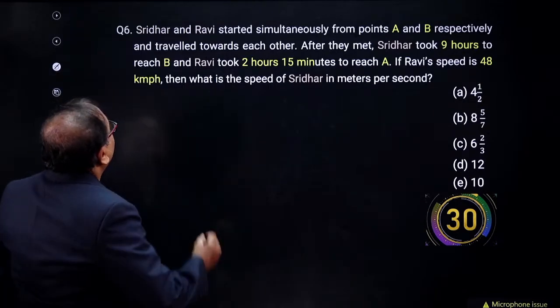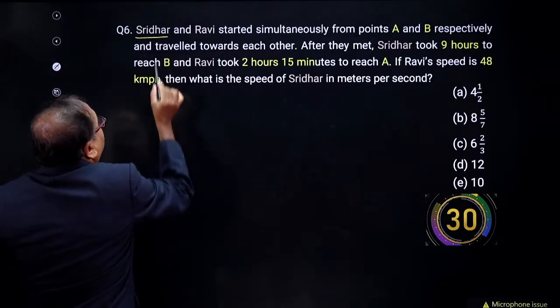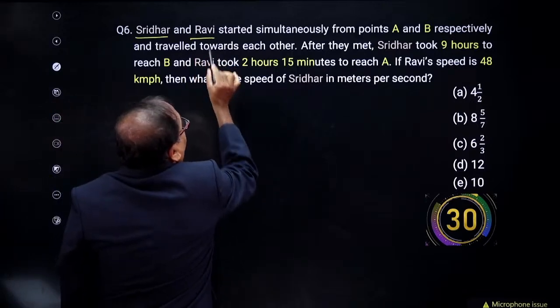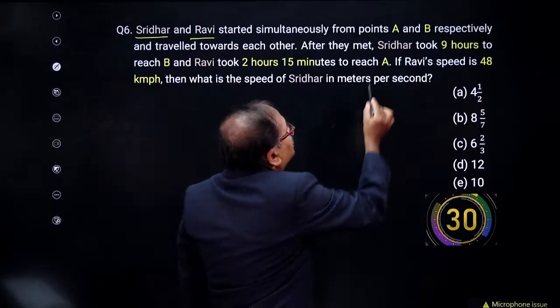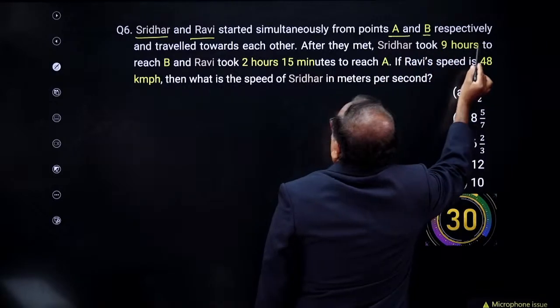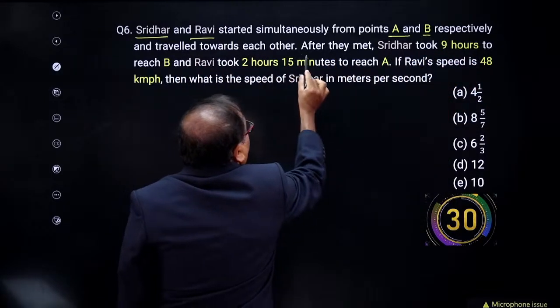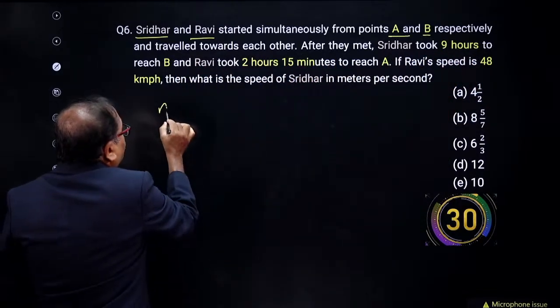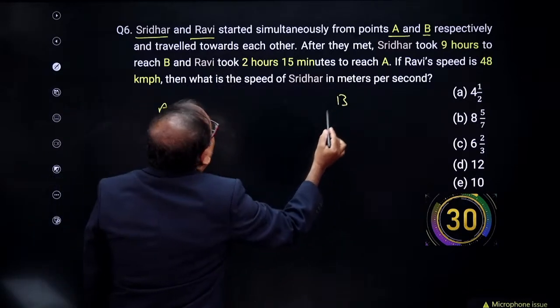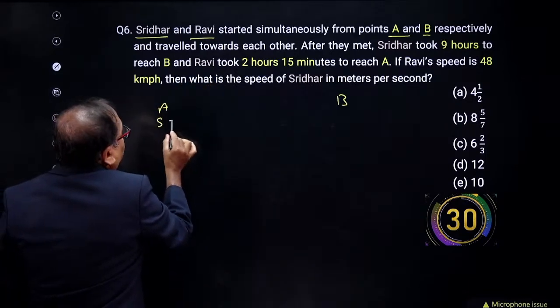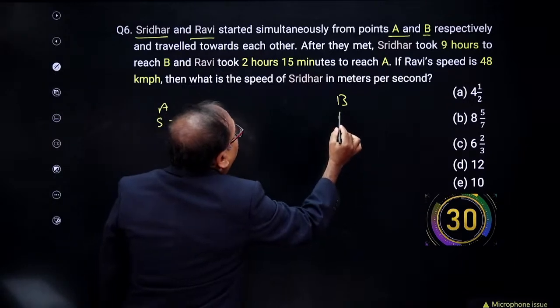Here is the next question. It says that Sridhar and Ravi started simultaneously from point A and point B respectively and travel towards each other. So this is point A and this is point B. Now there are two persons: Sridhar starts towards B and Ravi starts towards A.